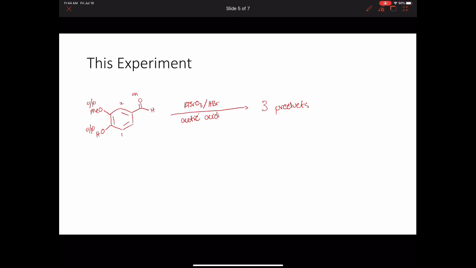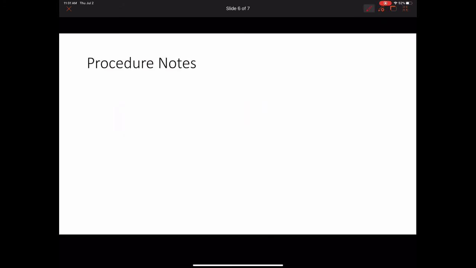Now, if we look at the substituents, each of these provides a different position that the bromine can be added, right? So we have an ortho para, we have 2 ortho paras and a meta director. So that will dictate where the majority of your product is going to be.